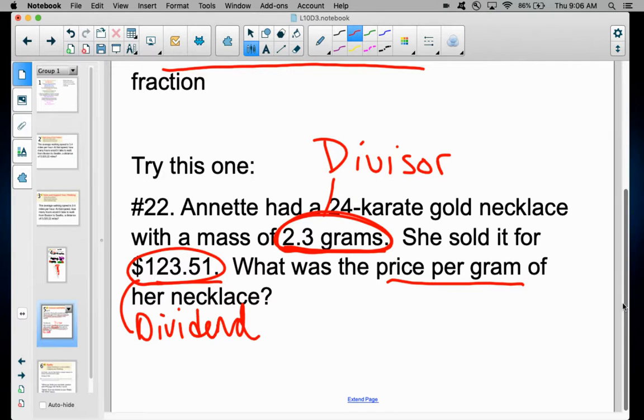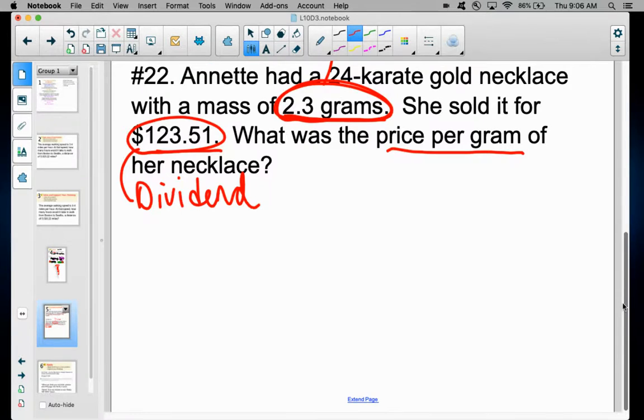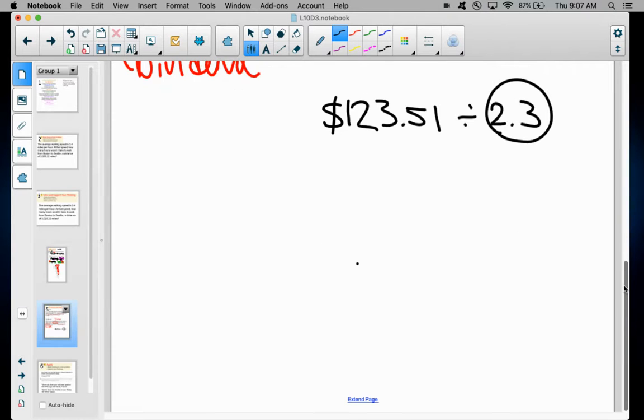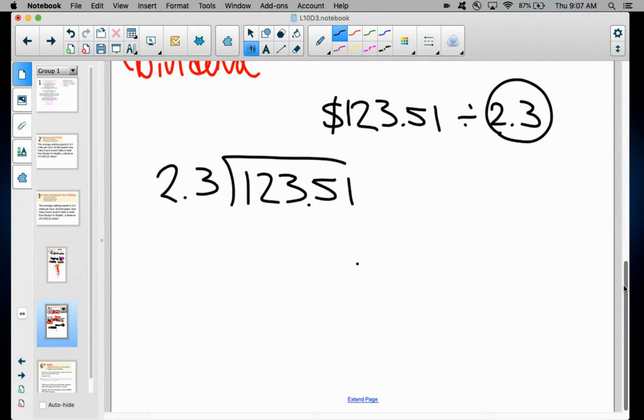Okay, so I'm going to extend this page a little bit and walk this through. You can pause, try it on your own, then resume. And I'm going to go right into solving it. So pause it and try it on your own first. So 123.51 is being divided by 2 3/10. So our setup is going to have our 2 3/10 on the outside. So right here. And then our 1, 2, 3, 5, 1 is on the inside.